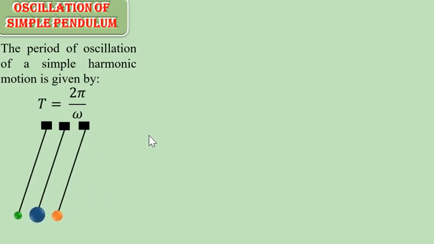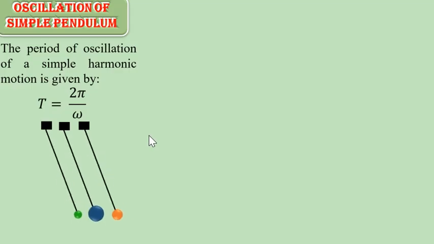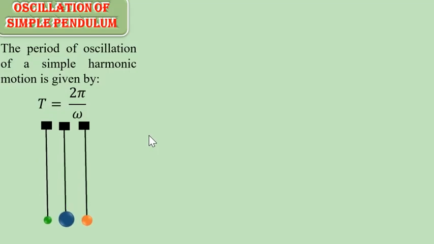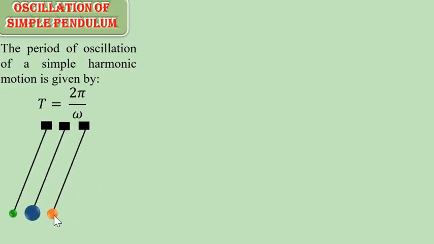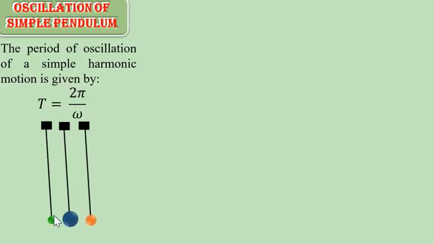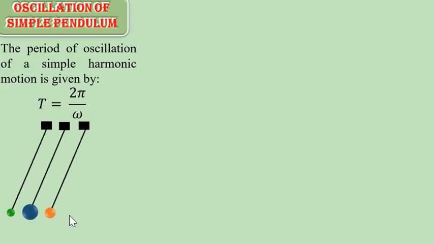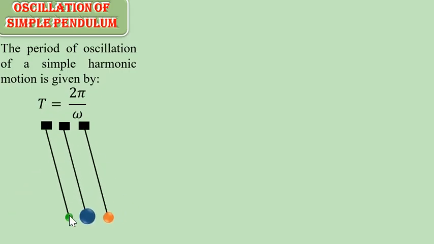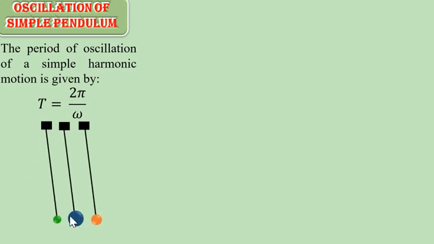So we want to examine what's the effect of the mass or the bulb on the period of oscillation of a simple pendulum, or what is the effect of the length. Now, looking at this as it's oscillating, you will notice one thing. What is that? They have the same period. They perform the same motion, almost identical. The same period, move to the left at the same time and to the right at the same time.